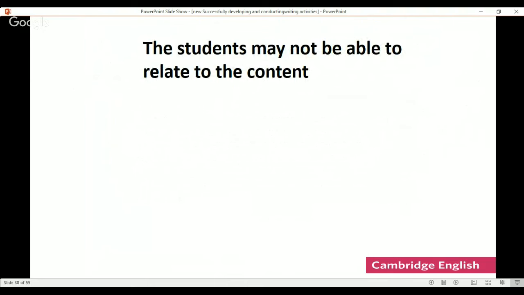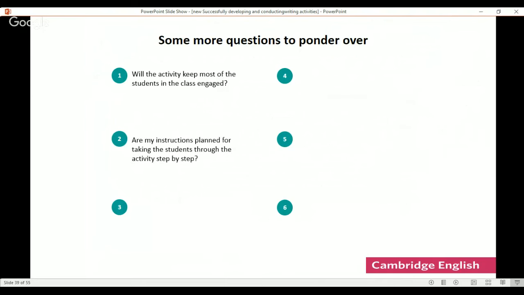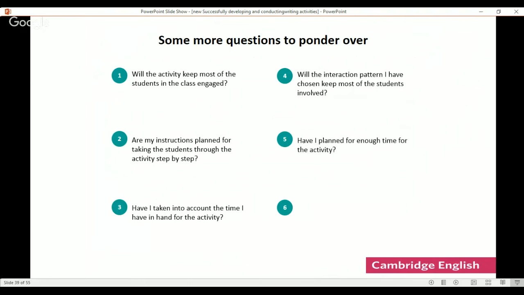Students may not be able to relate to the content. So, in that case, you may need to build a context around the content of the letter. Apart from these considerations, there are also other questions you need to ponder over. Will the activity keep most of the students in the class engaged? Are your instructions being planned and will they take the students through the activity step by step? Have you taken into account the time that you have in hand for the activity? Will the interaction pattern that you've chosen keep most of the students involved? And have you planned for enough time for the activity?